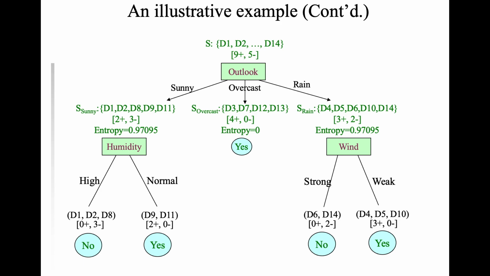And we repeat the same process for the wind. Wind can be strong or weak. For those days that are rainy and the wind is strong, all of them belong to class label no, so we reach the leaf. And for those days that are rainy and wind is weak, the class label is yes.